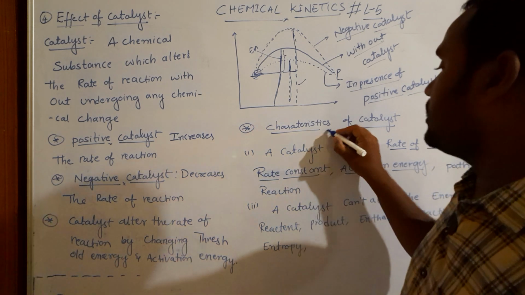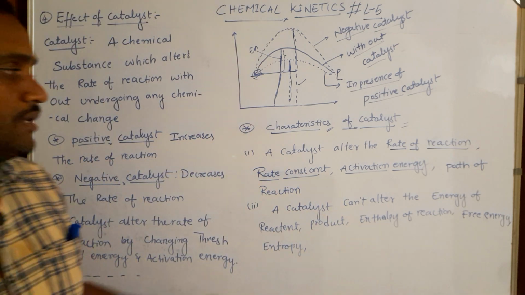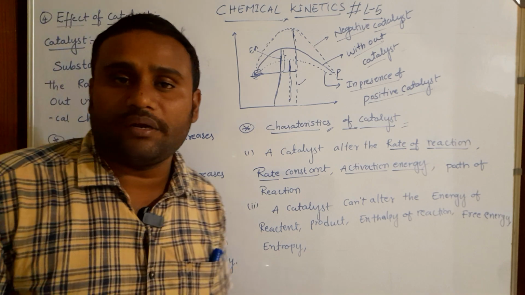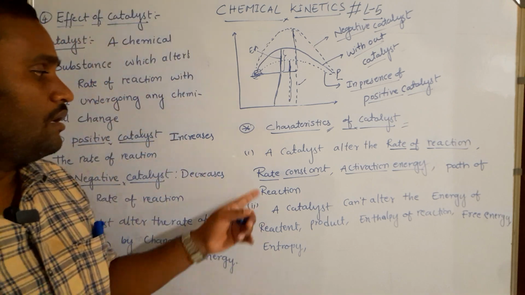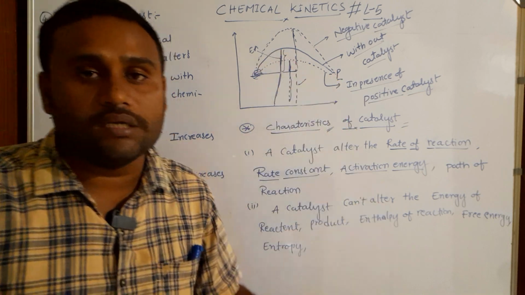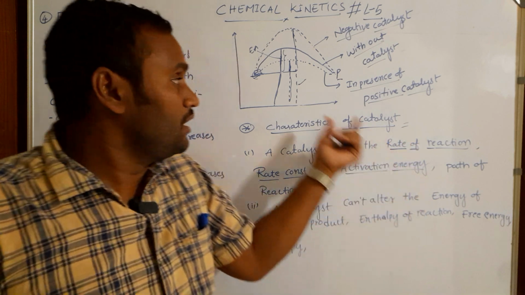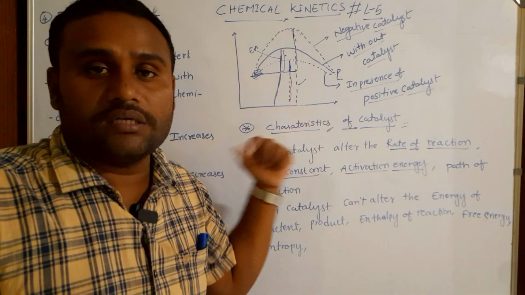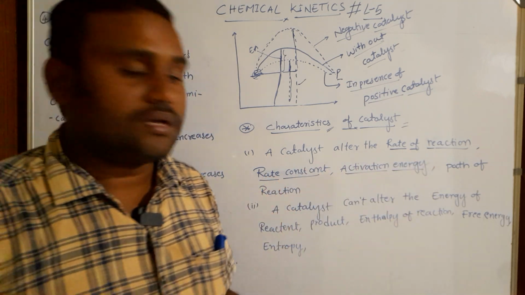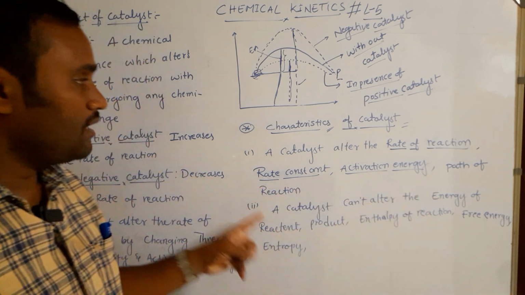So what are the characteristics of a catalyst? When you come to the characteristics of a catalyst, a catalyst alters the rate of reaction, which means it can speed up the reaction or slow down the reaction. It can also alter the rate constant, increasing or decreasing it. It can alter the activation energy, increasing or decreasing it. It can change the path of the reaction. But a catalyst cannot alter the energy of the reactant.